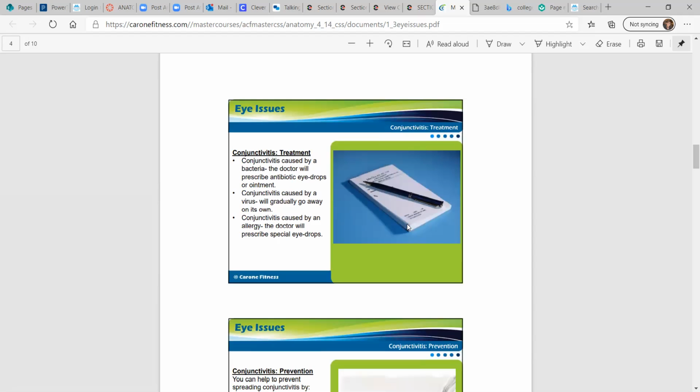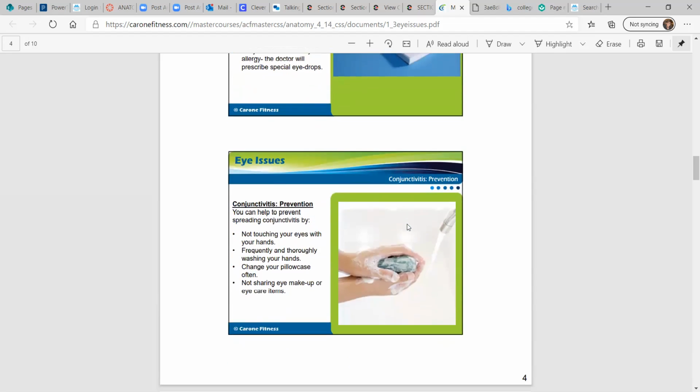Treatment for pink eye: if it's caused by bacteria, a doctor will prescribe an antibiotic eye drop or ointment. And that is specifically targeted to kill the bacteria in your conjunctiva, the little eyelid part of your eyes. But if it's a virus, you kind of just have to deal with it and manage the symptoms, and it will eventually go away on its own. And if it's caused by an allergy, the doctor can also give you a special kind of eye drop that will help alleviate the allergy reaction.